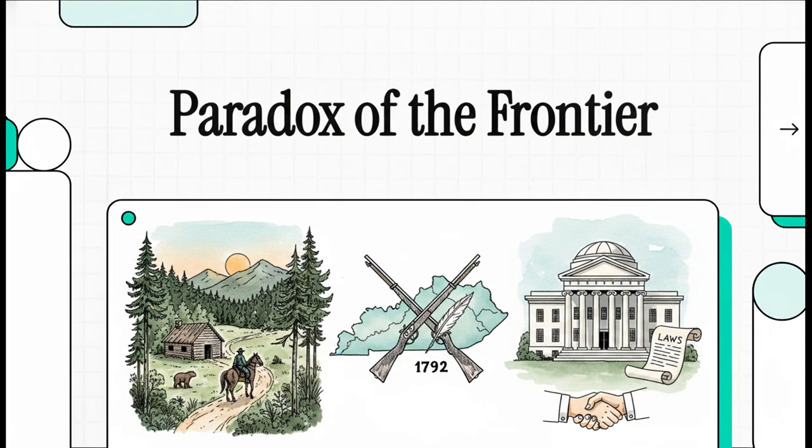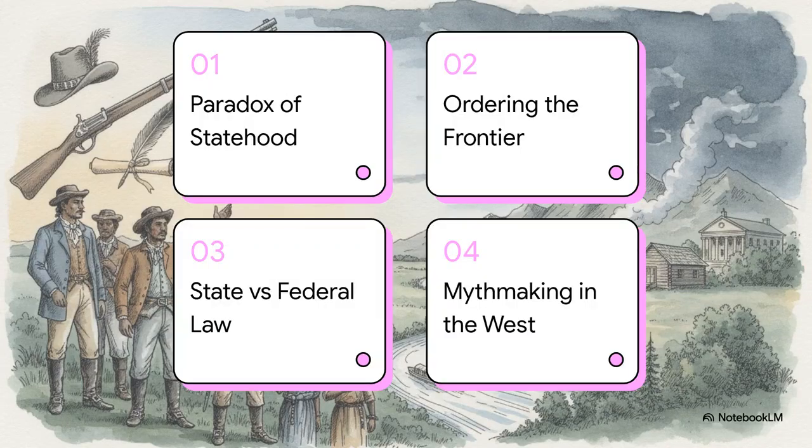Today, we're really going to elevate our historical thinking. We're stepping way beyond just memorizing names and dates to explore a massive, fascinating paradox: how a land defined by wild, frontier freedom simultaneously established some deeply conservative institutions, and how the very next generation completely reimagined that past. Here is our roadmap for today.